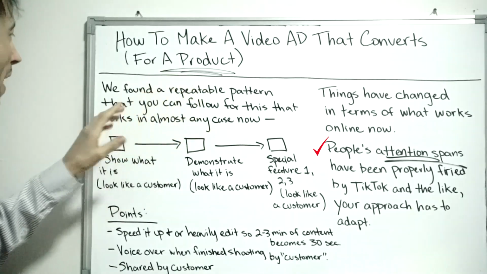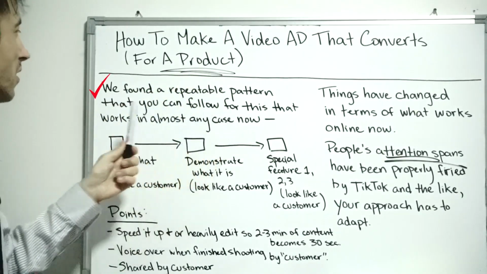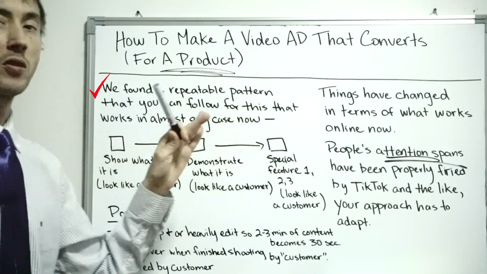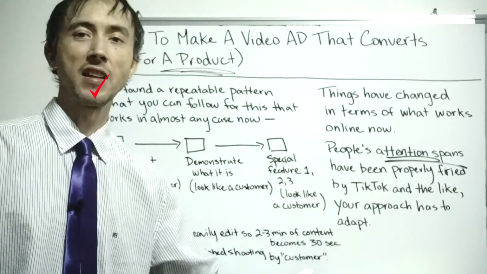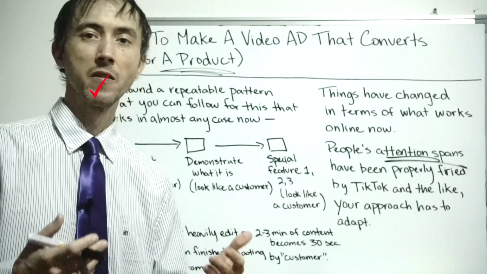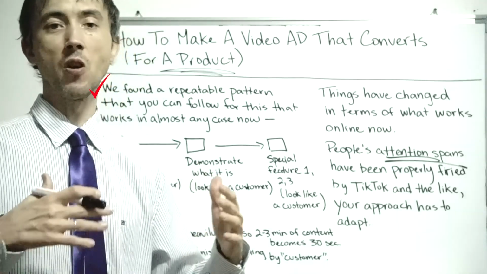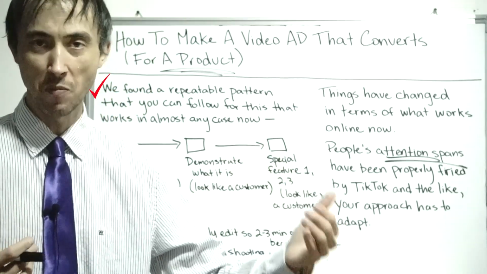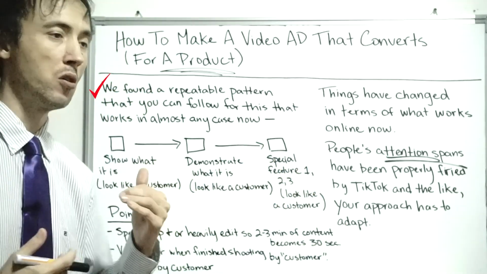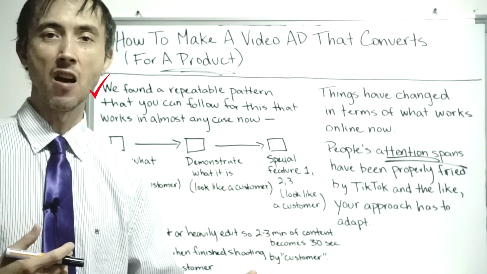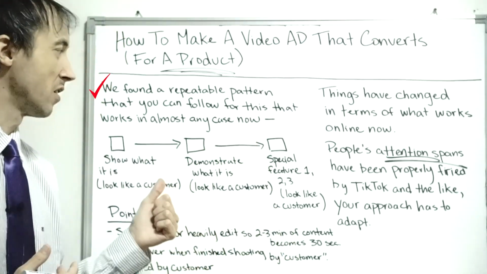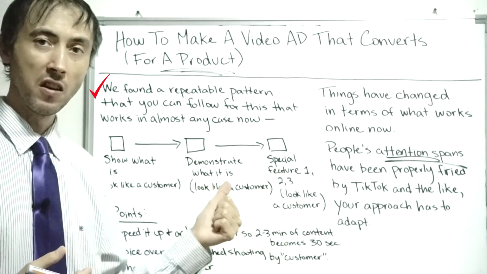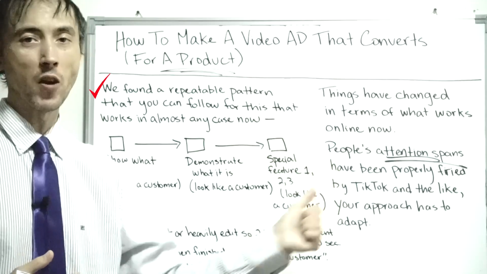We found a repeatable pattern that you can use to do this, that works in almost any case for any product that is a hot selling product in the market. And if you don't have a hot selling product, it's easier just to find another product to sell, by the way, than it is to try to make a product sell that nobody wants. Because once you find a hot product to sell, this model will scale. And you could have all the sales you want.